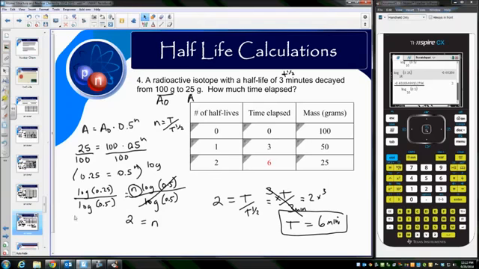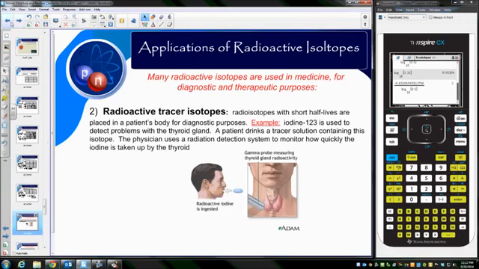So you need to be able to use the half-life formula to solve for any value: remaining mass, original mass, time elapsed, or half-life. Any one of the 4 is fair game for half-life calculations. But we'll practice in class also. So that leaves half-life calculations.